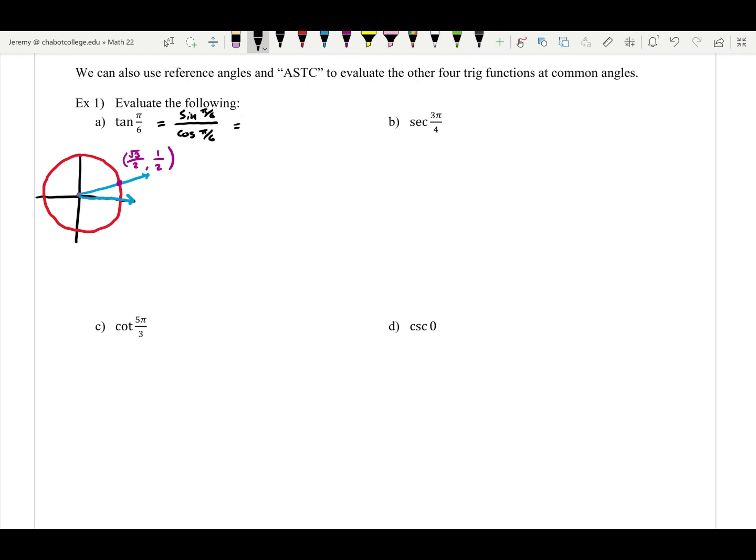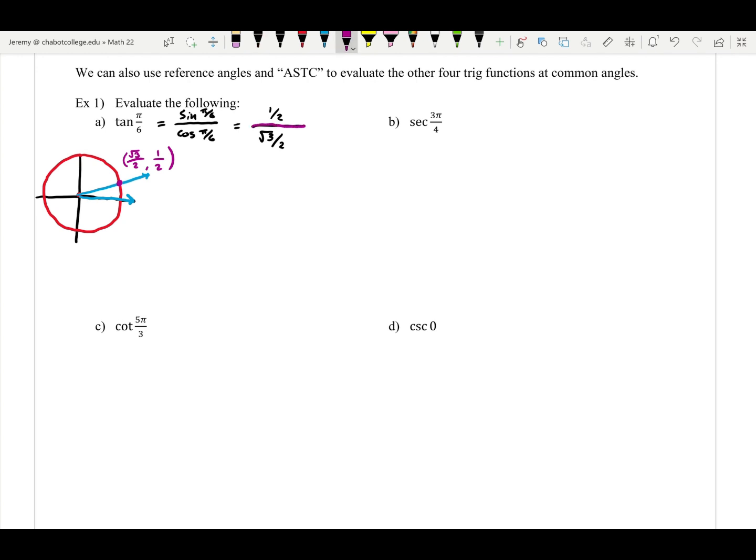Okay? And I have the picture drawn already. Sine of pi over 6 is just going to be 1 over 2. Cosine of pi over 6 is going to be root 3 over 2, like that. So to find tangent of pi over 6, I can just use sine and cosine. And now I have to simplify this, which is kind of a tricky thing. We've seen fractions over fractions before. Different ways of dealing with it.